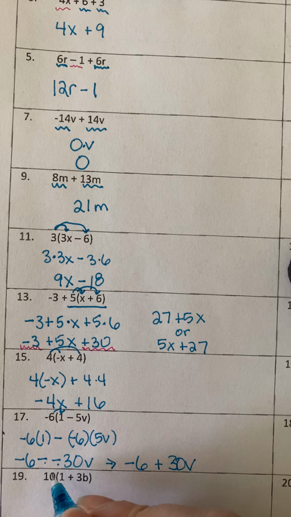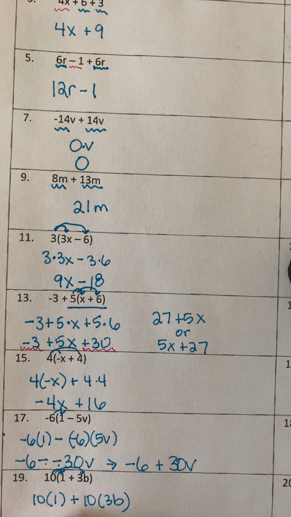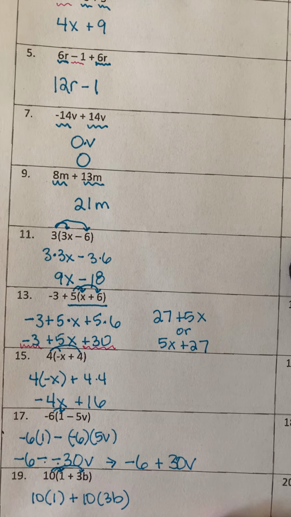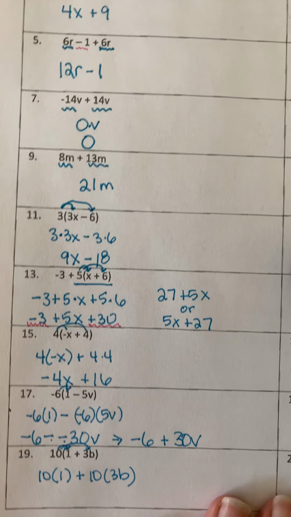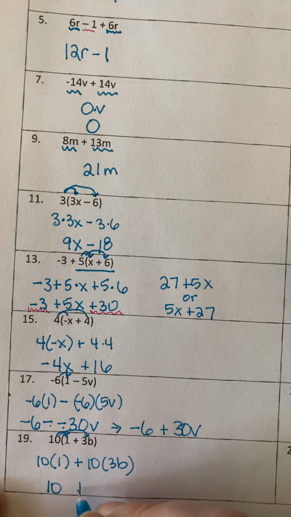Finally, number 19. Again, we have distributive properties. We have 10 times 1, or 10, plus 10 times 3b. I guess I didn't need those parentheses there because I don't have any negatives, but a parentheses in this case means the same thing as multiplication. So 10 times 1 is 10 plus 30b.